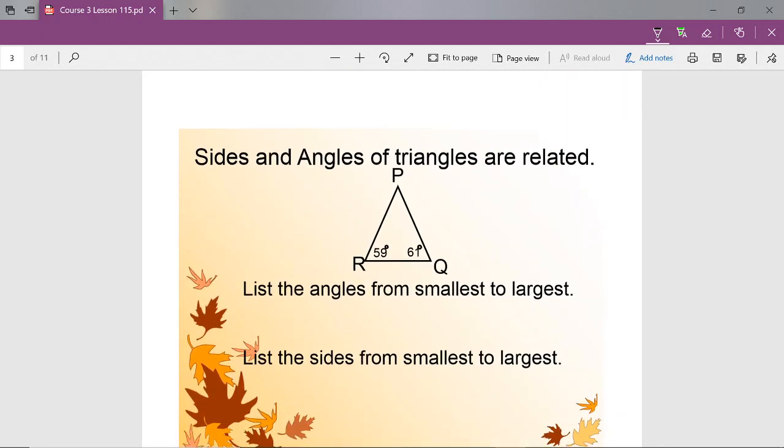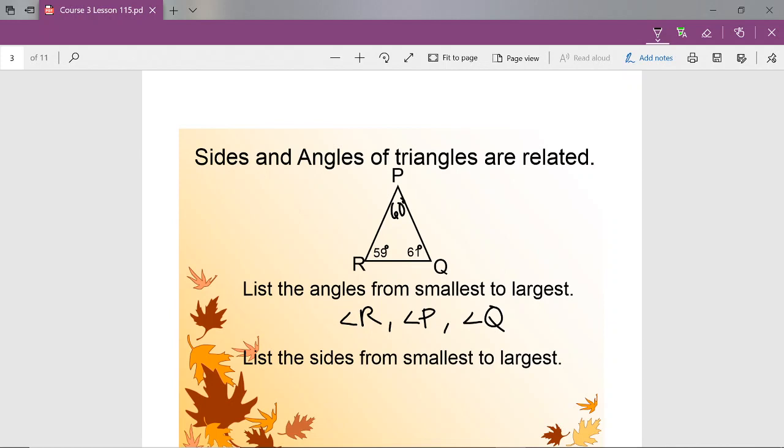So let's look at this one. We don't have a ton of information. We can add the other angle since I know that a triangle adds up to 180. R is 59 degrees, Q is 61, so P must be 60 degrees. So if I list the angles from smallest to largest, I have angle R, angle P, and angle Q. From here, I can actually list the sides from smallest to largest, and I don't actually have to assume anything now since I know this relationship between our angles and my sides.